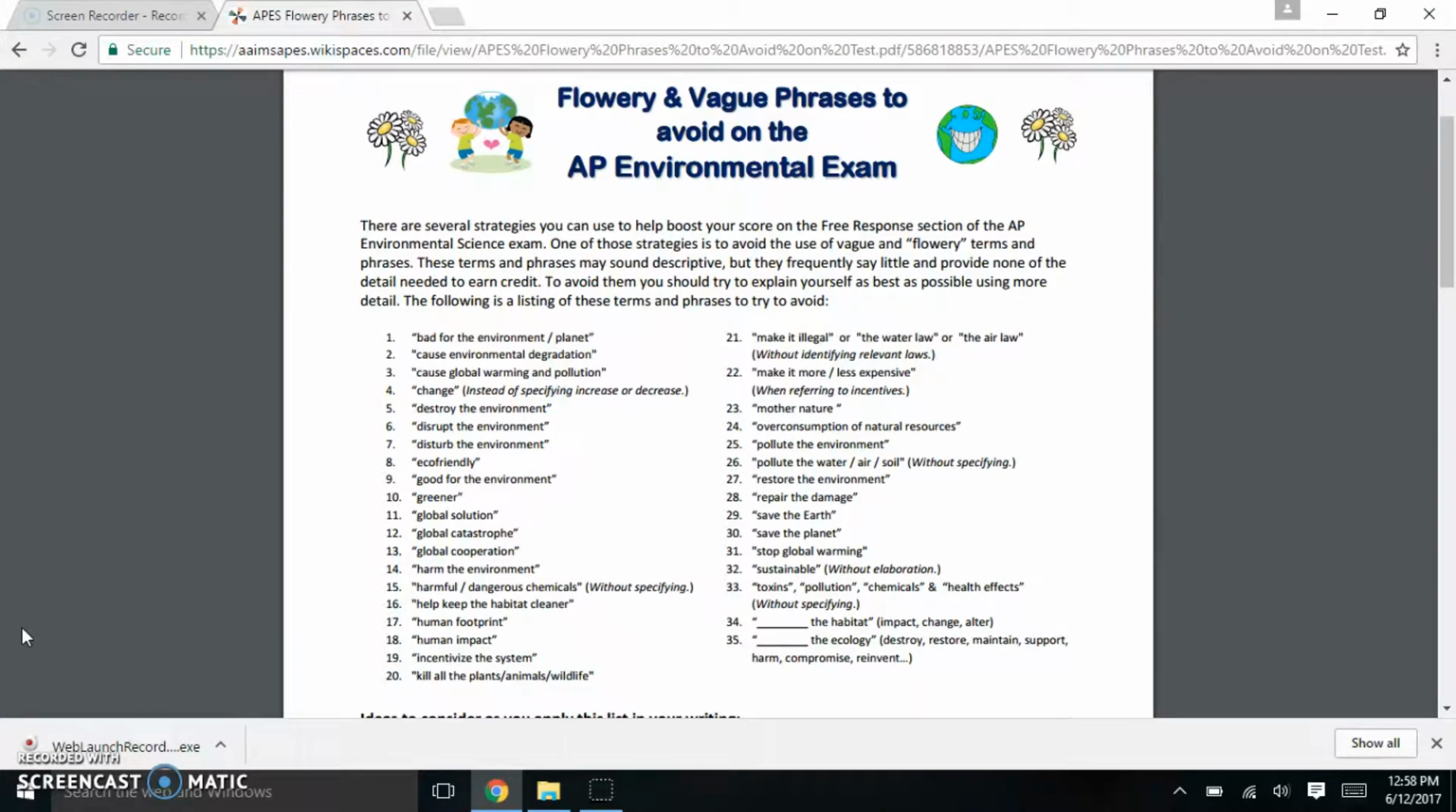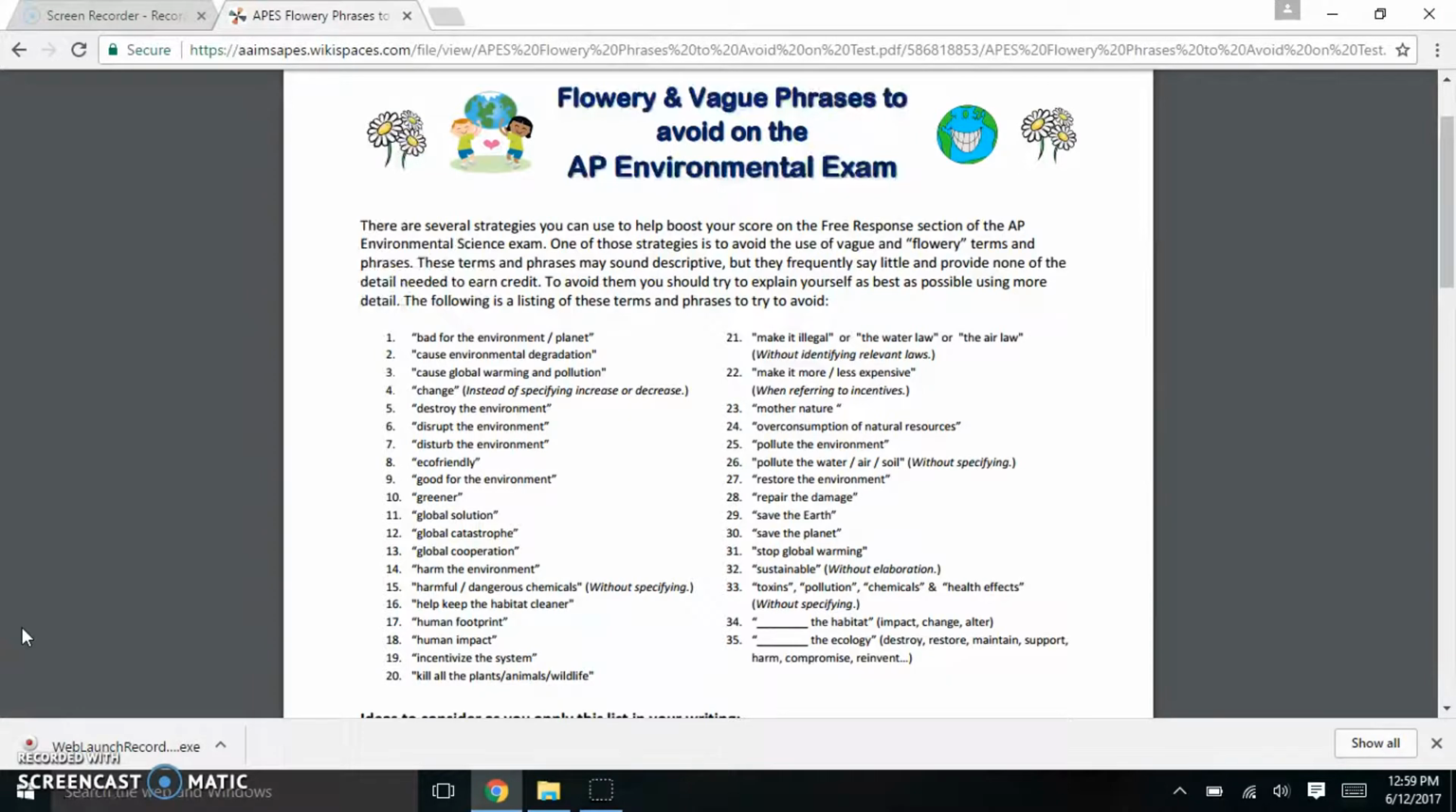At this time, class, we're going to look at what we can do better as far as writing on our free response questions. A lot of times, our answers to the question are vague or broad, and we'd like to work on this today to help score higher on our free response. As we look at this screenshot here, there are several strategies you can use to help boost your score on the free response section of the AP Environmental Science exam.